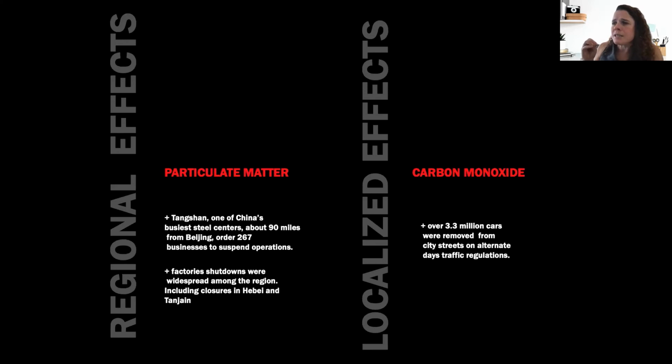And we also chose particulate matter because there was specific policy that Beijing was putting out to address particulate matter concerns. Particulate matter can also travel very far. And so the Beijing government shut down factories in the region all the way to Hebei and Tianjin province. And we wanted to see how well those policy issues addressed the concerns of pollution during the Olympics. We also picked carbon monoxide, and over 3.3 million cars were removed from city streets on alternate days due to traffic regulations. And this was to address more localized pollution coming from vehicles. And so we chose to measure carbon monoxide for its localized effects and particulate matter for its more regional effects.